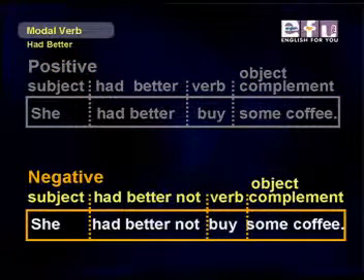So we also have the negative form. We can say, she had better not buy some coffee. So you start with your subject, had better, plus negative not, plus your main verb, plus your object or complement. Okay, so now we better understand had better not. So let's practice.